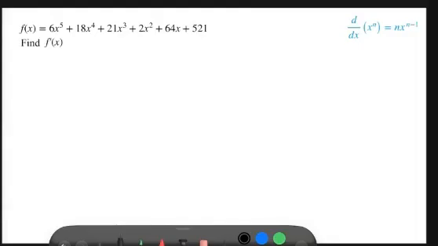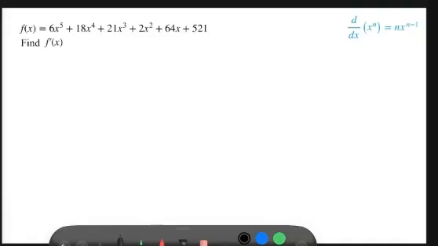The next question is the derivative of 6x to the power of 5 plus 18x to the power of 4 plus 21x to the power of 3 plus 2x squared plus 64x plus 521. Now let's move on to a longer polynomial. This one looks more complicated because there are more terms and larger numbers, but the process is still exactly the same. Differentiate one term at a time.